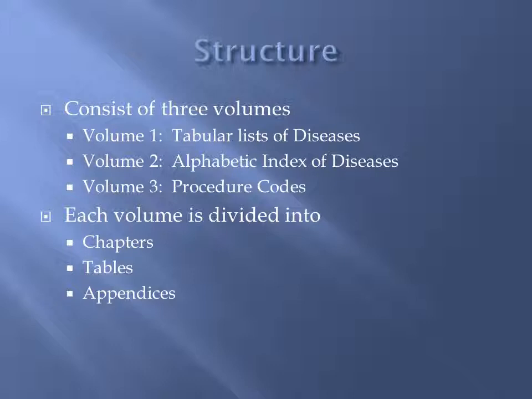ICD-9-CM consists of 3 volumes. Volume 1 is the tabular list of disease. Volume 2 is the alphabetic index of disease. And Volume 3 are the procedure codes. Each of these volumes are divided into chapters, tables, and appendices.